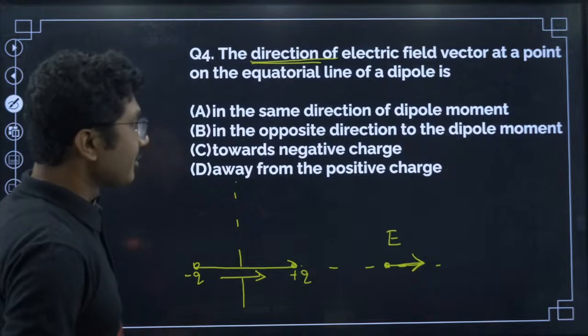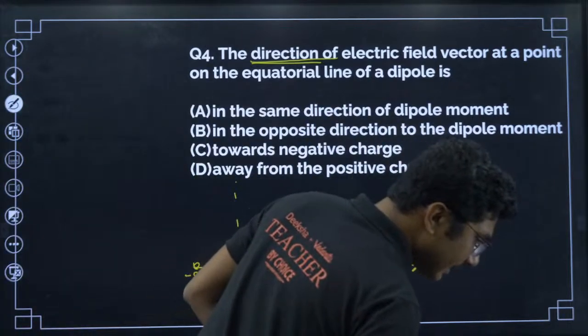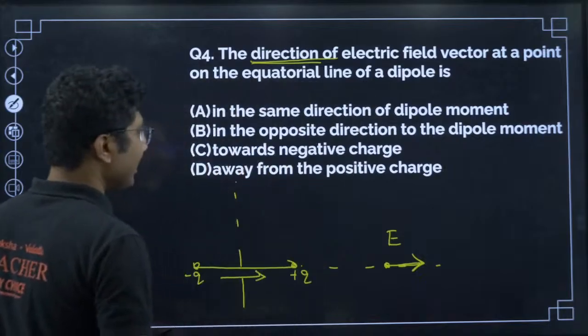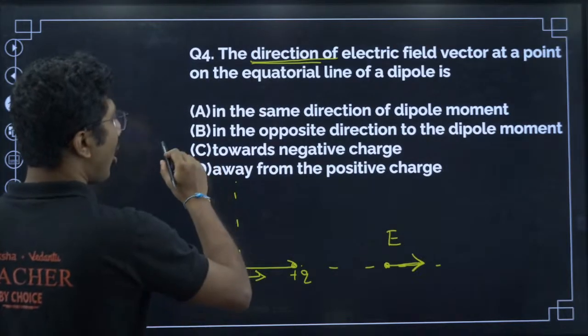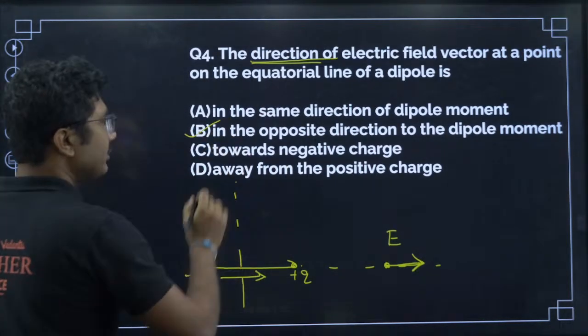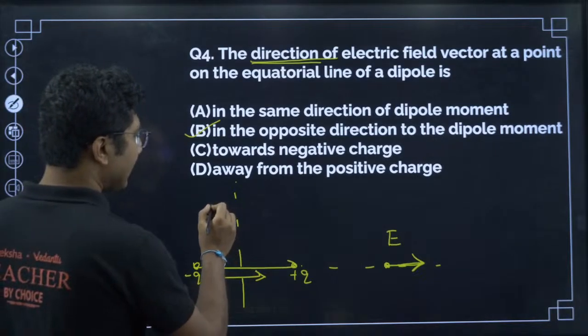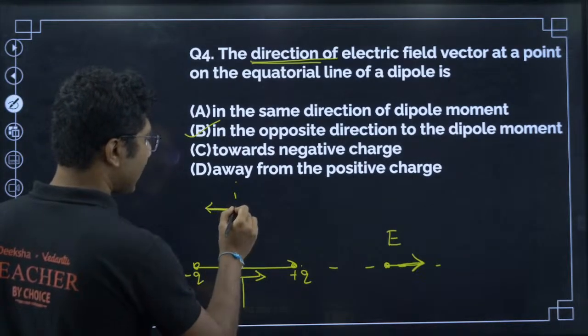In the opposite direction of the dipole moment, yes. Nagaraja, Padma, Rehan, not option D, it is the opposite direction. It is opposite to the dipole moment. For the equatorial plane, the electric field is in the opposite direction of the dipole moment.